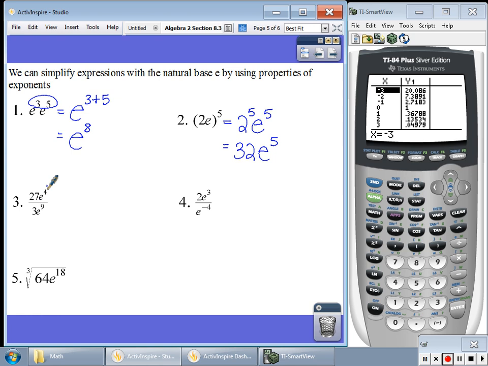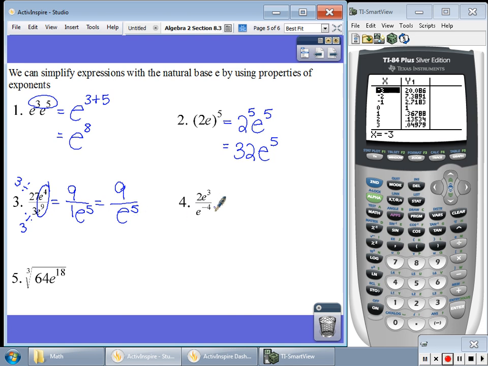Now over here, 27e to the 4th over 3e to the 9th. First I see 27 over 3. I know both those numbers are divisible by 3. That's just a fraction. So we're going to divide by 3. 27 divided by 3 is 9. 3 divided by 3 is 1. And then you see e to the 4th over e to the 9th. Ask yourself, what do you do with those exponents? We're going to subtract. There's more e's in the denominator, so it's going to be e to the 9 minus 4, e to the 5th. You don't have to write the 1 there if you don't want to. 9 over e to the 5th power.